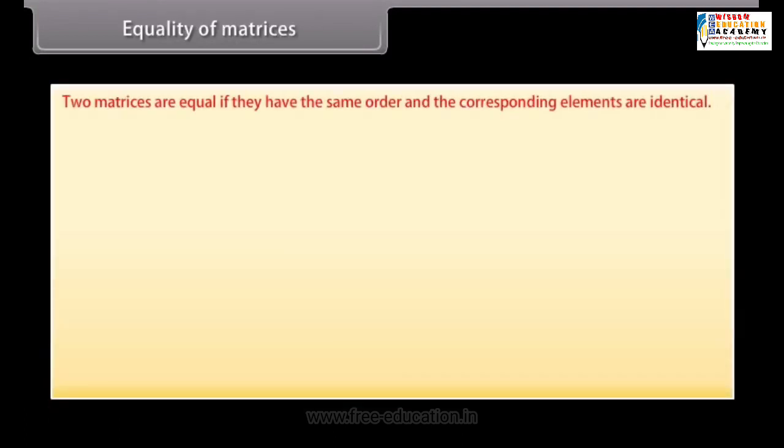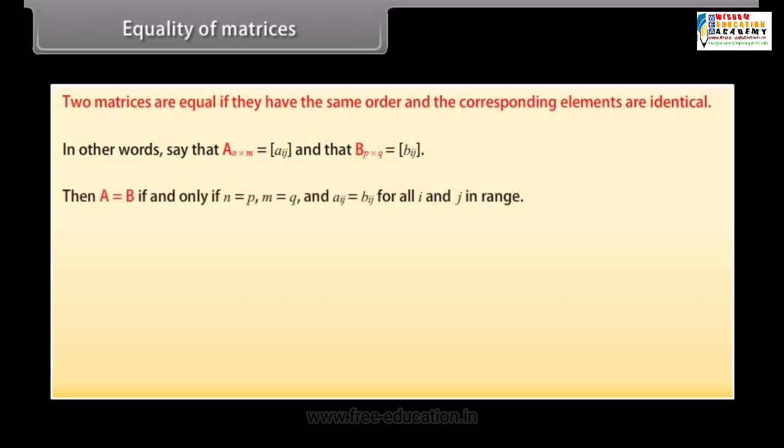Equality of matrices. Two matrices are equal if they have the same order and the corresponding elements are identical. In other words, say that A n by m is equal to A ij and that B p by q is equal to B ij, then A is equal to B if and only if n is equal to p, m is equal to q, and A ij is equal to B ij for all i and j in range.